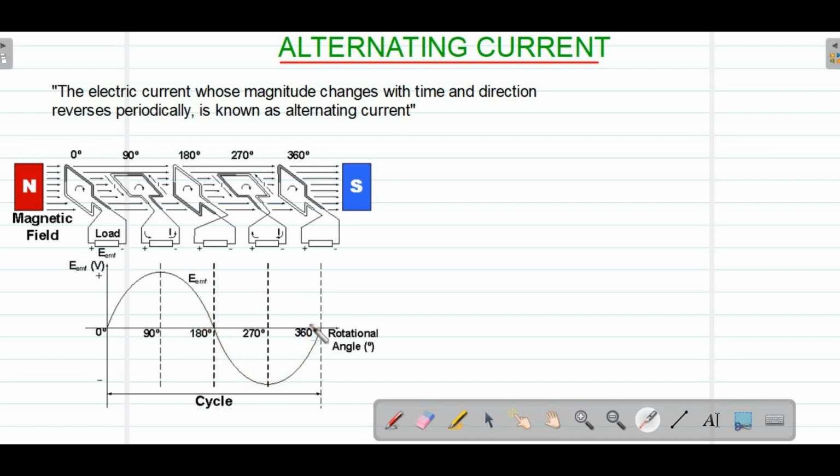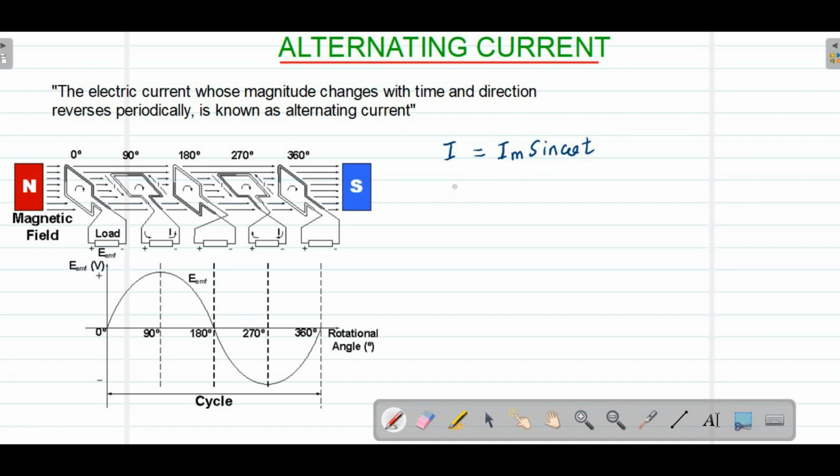Okay, so this way, if the magnitude as well as direction changes continuously, that type of current is called alternating current. Now we can represent an alternating current either by using the equation I equal to Im sine omega t, or by using the equation I equal to Im cos omega t. But in our textbook, we are using I equal to Im sine omega t, in terms of the sine function.